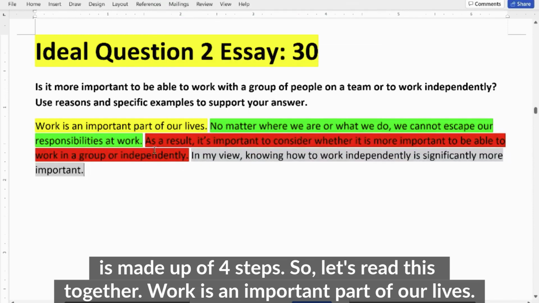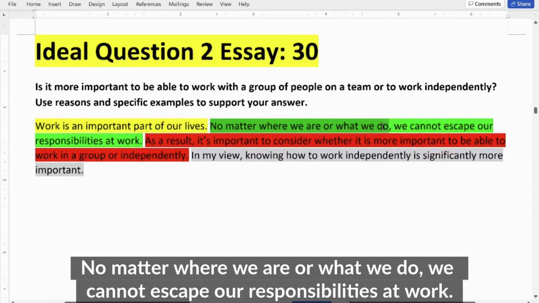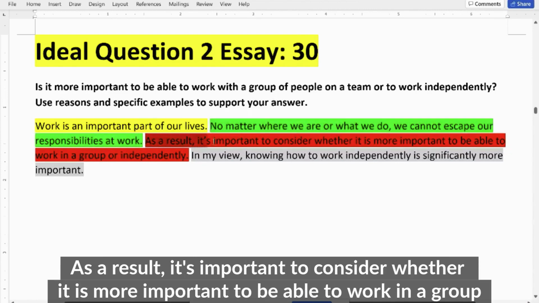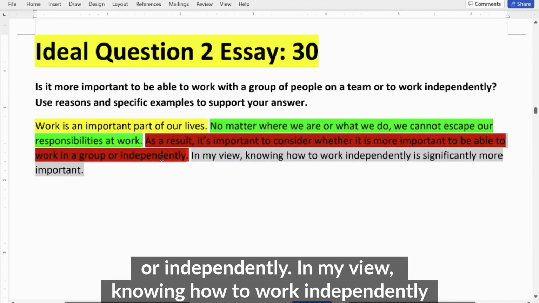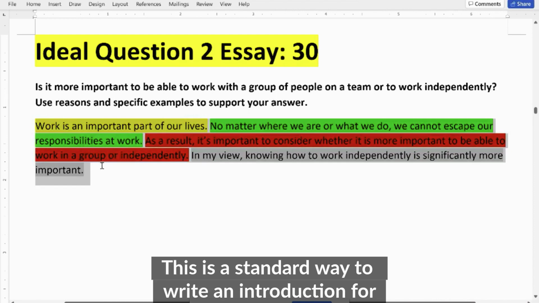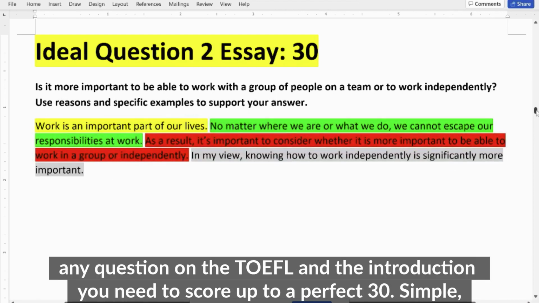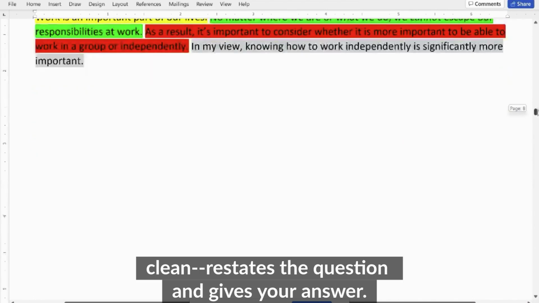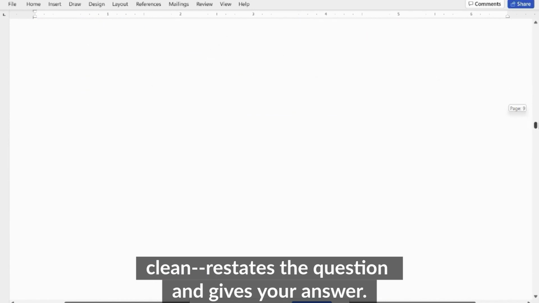So let's read this together. Work is an important part of our lives. No matter where we are or what we do, we cannot escape our responsibilities at work. As a result, it's important to consider whether it is more important to be able to work in a group or independently. In my view, knowing how to work independently is significantly more important. So what did we do with these 4 colors? This is a standard way to write an introduction for any question on the TOEFL, and the introduction you need to score up to a perfect 30. Simple, clean, restates the question, and gives your answer.